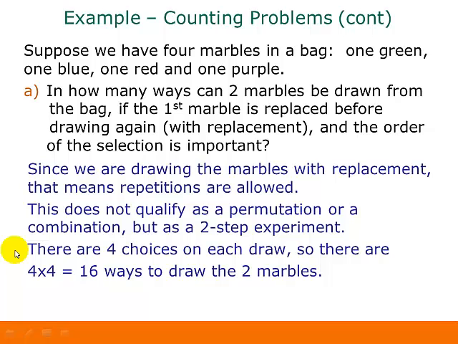So again, we're just looking at this as a multiple step experiment. There are 2 steps, and we figure out how many ways each step can happen. The first step, we have 4 choices for the marbles, so there are 4 ways that can happen. And the same on the second step, we have 4 ways that it can happen.